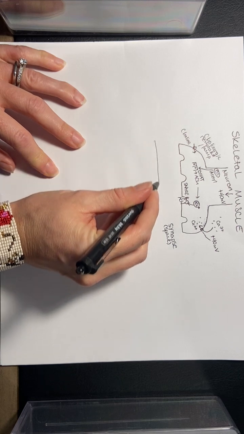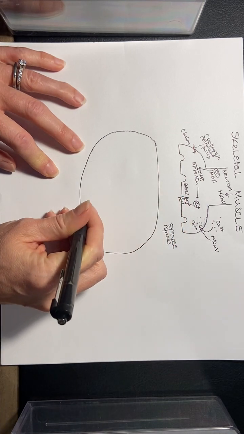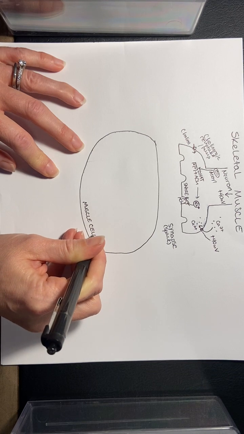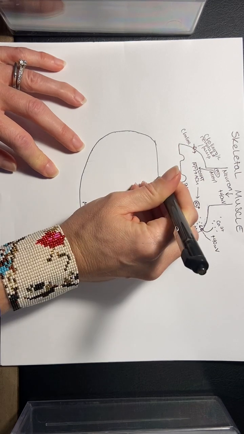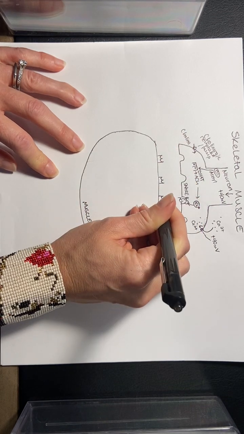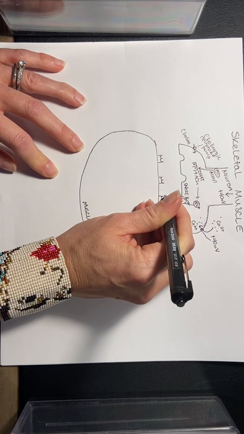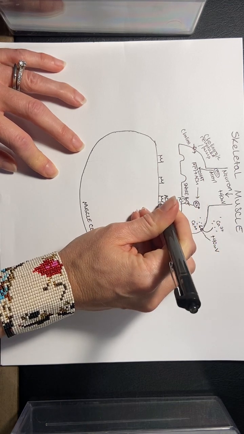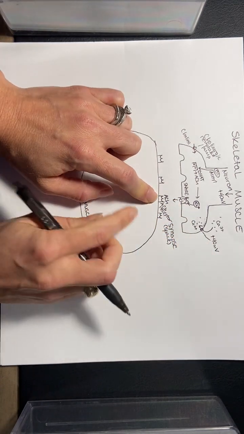Let me draw a muscle cell here. So this is our muscle cell. We'll label it here. This is a muscle cell, and the acetylcholine is going to bind to receptors and activate the muscle cell to contract. That's how it signals the muscle cell to contract. So this acetylcholine comes down and binds to an acetylcholine receptor. So this is an acetylcholine receptor that the acetylcholine is binding to.